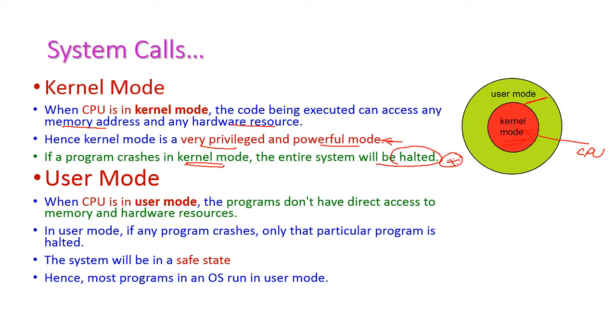But if the CPU is in user mode, the program does not directly access the memory and the hardware resources. Okay, from user mode we cannot access all the hardware resources directly. Only through the kernel can the CPU access the resources. What is the advantage of user mode? If any program crashes in user mode, it will not affect the entire system, only that particular program will crash. Hence the system is very much safe in user mode. So most of the programs run only in user mode.